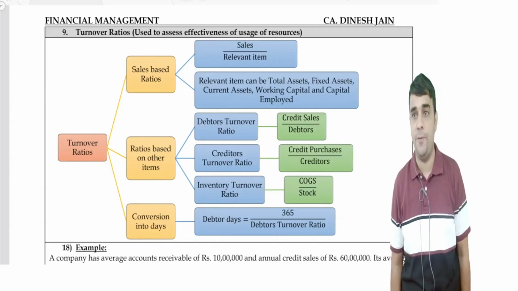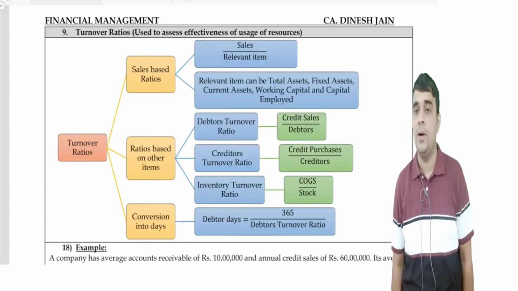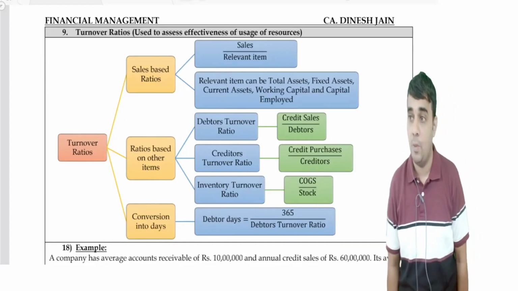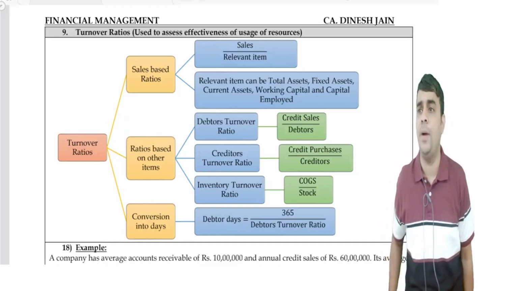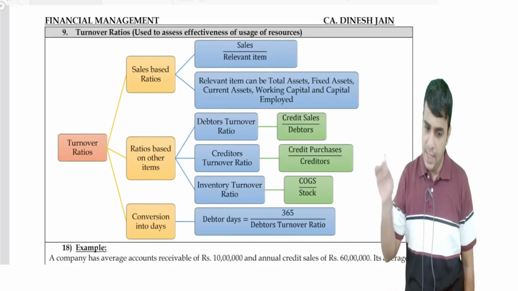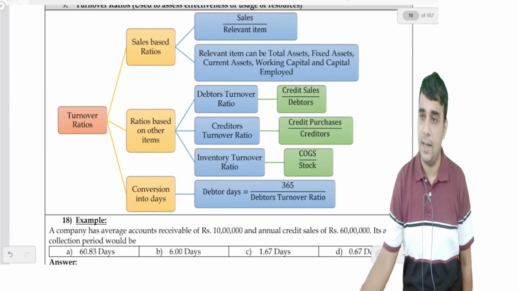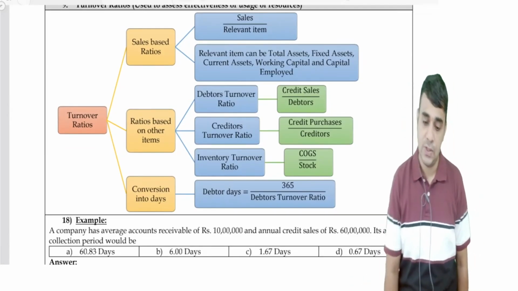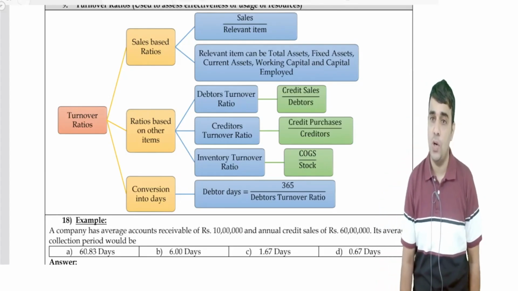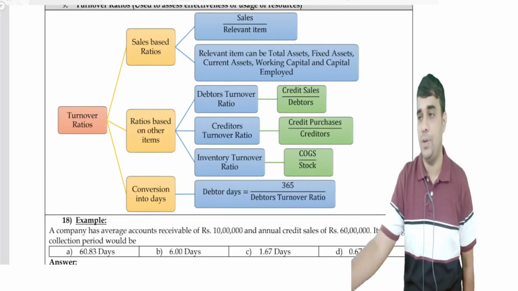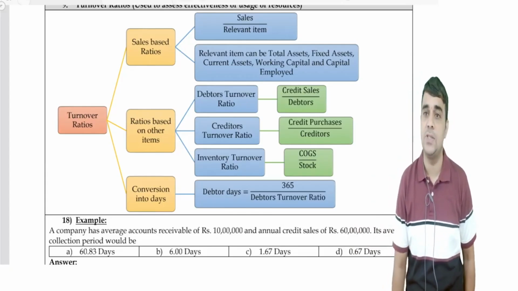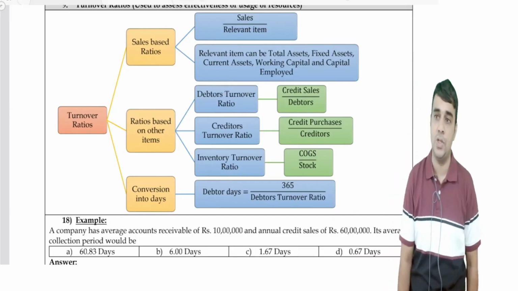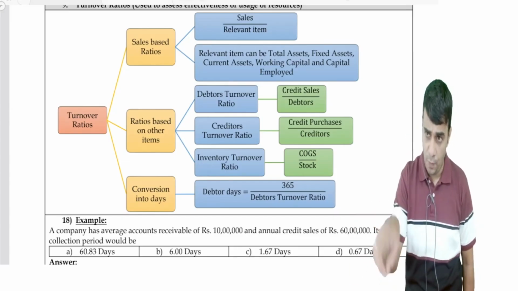Don't try to remember so many formulae. Understand the denominator can be total assets, fixed assets, current assets, working capital, capital employed, or anything else also. Exception: debtors on credit sale, creditors on credit purchases, inventory on COGS. You can convert this into days if you want. What is days? 365 divided by debtor turnover ratio, creditor turnover ratio, inventory turnover ratio. Clear?